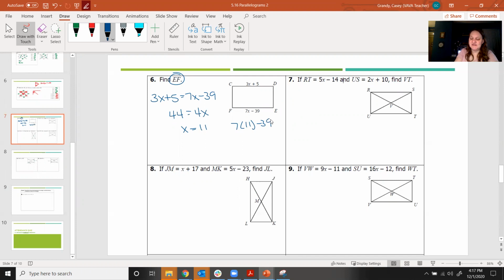7 times 11 is 77. 77 minus 39 gives us 38. So the length of EF is 38. Simple enough.